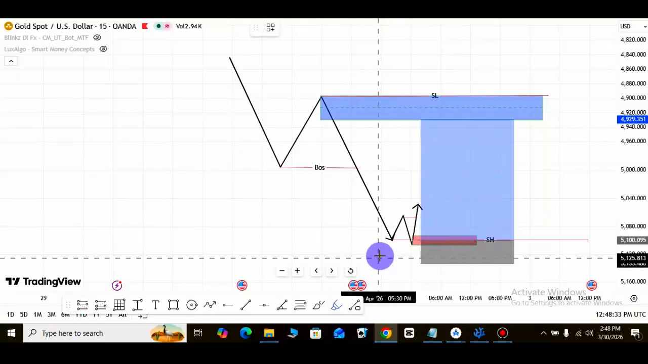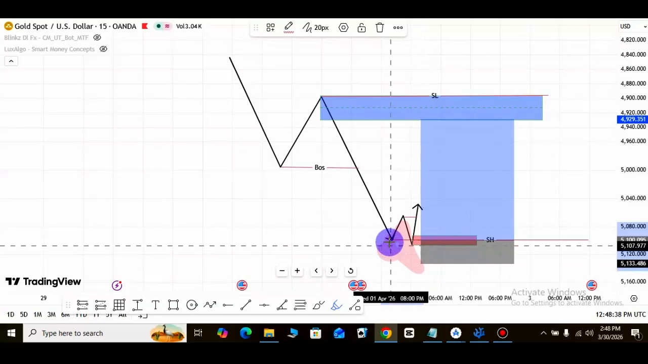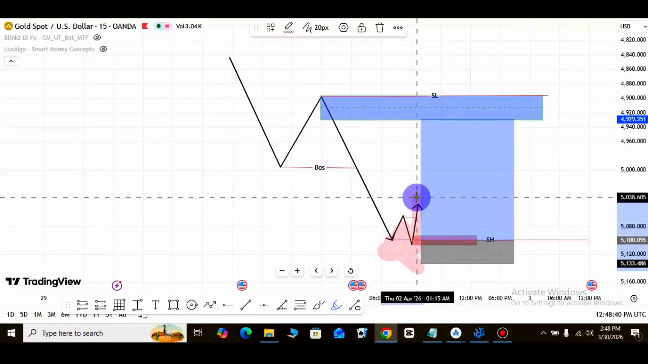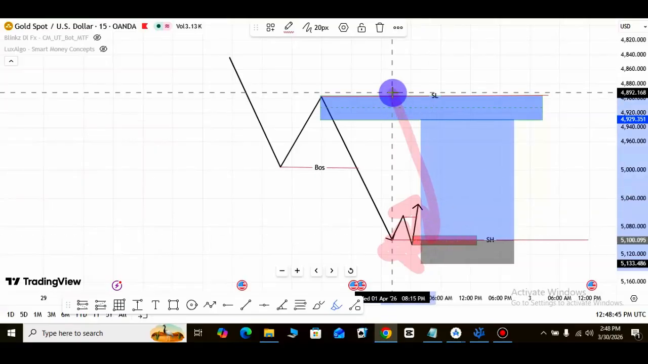I don't know if you have seen it. Price swept this low here and price dropped down. You see it? Price now pushed up, took this high. So when price retraces back, we are buying back up. So it's as simple as that.